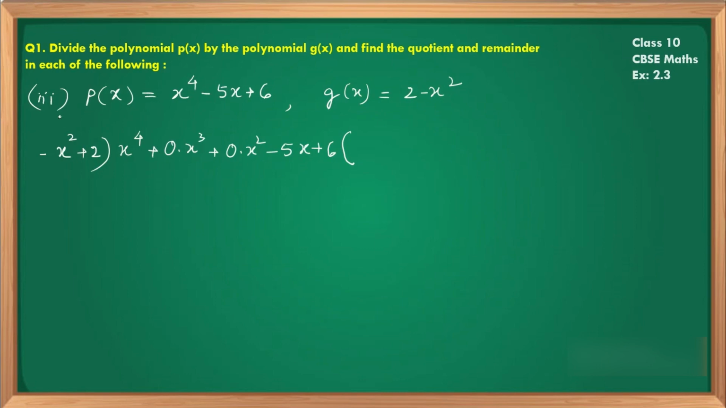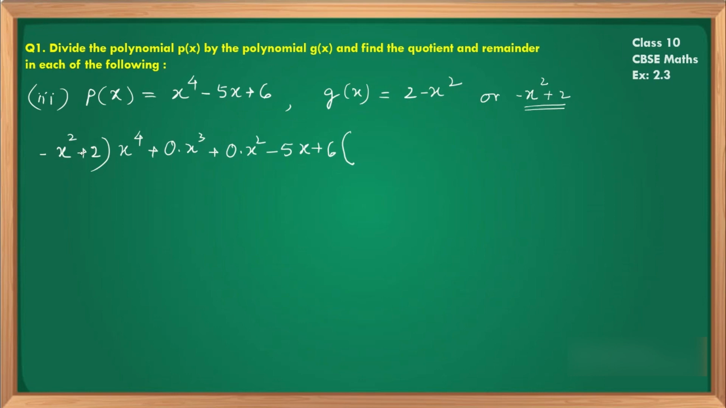Now this is the third sub question, which is px, which is equal to x to the power 4 minus 5x plus 6. Here you can observe the variables with power 3 and 2 are missing, that we have introduced later, and gx is equal to 2 minus x square. Here it is not in the right form, so you can write this as minus x square first, plus 2 later. This is the rewritten form of gx.